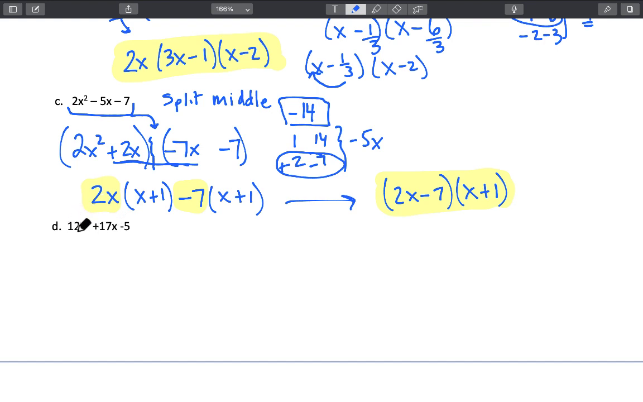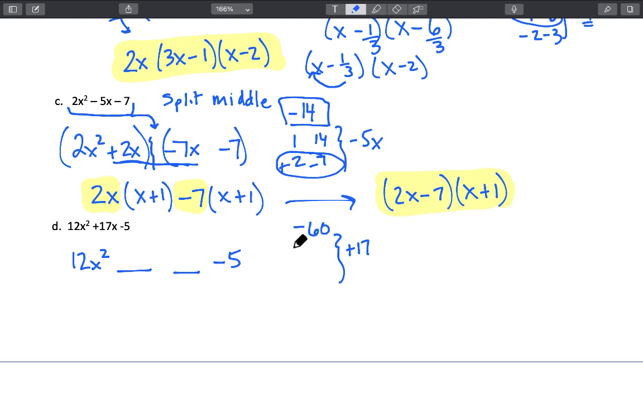So one way to start is by taking 12x squared, and you're going to write it down here. And then you're going to leave your middle two terms open. And then you got your minus 5. The middle two terms, remember, are found by taking 12 times negative 5. That gives you negative 60. We're looking for factors of negative 60 that combine to be positive 17. So they have to be of different signs, and they got to combine to be positive 17.